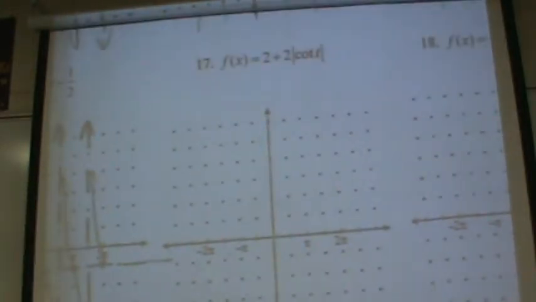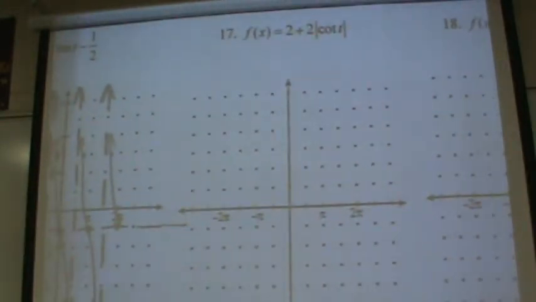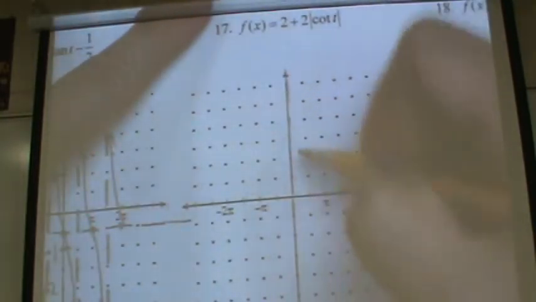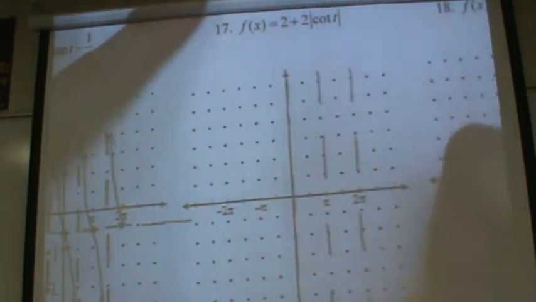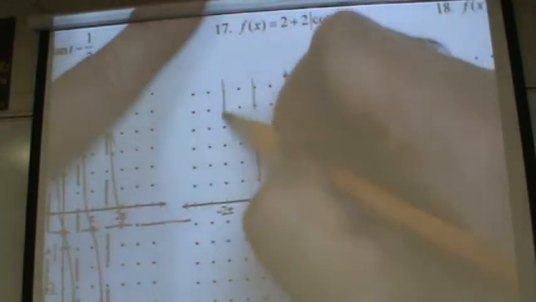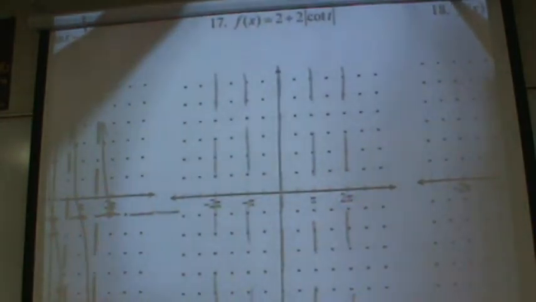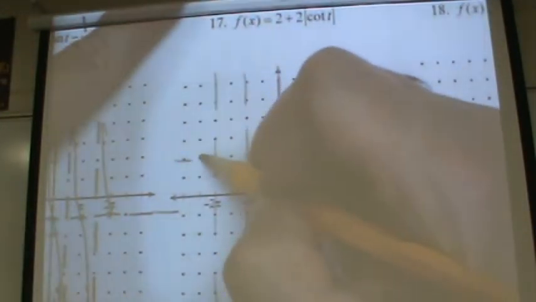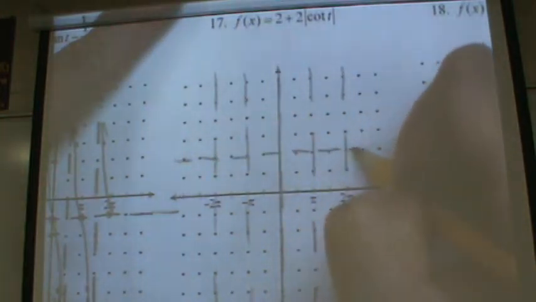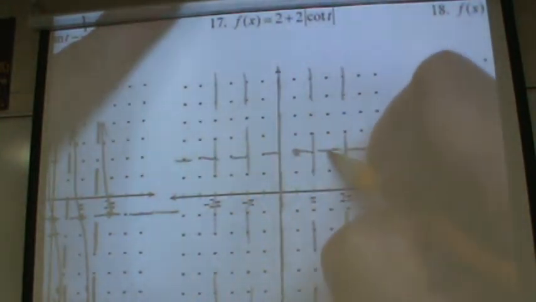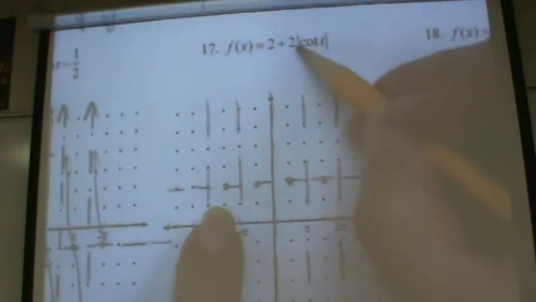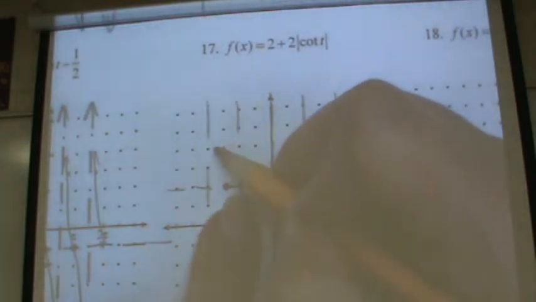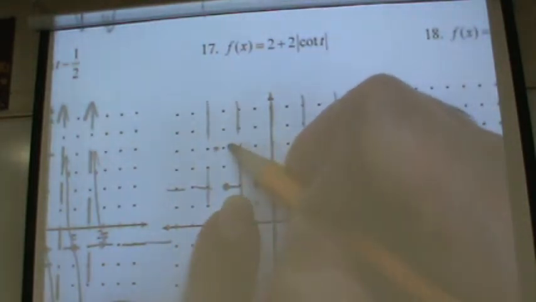Okay, number 17, 2 more, we're done. What are you going to do here? What are your asymptotes? 0, pi, 2 pi, -pi, -2 pi. Now, it's 2 up. This is not amplitude, I keep saying amplitude, it's steepness of 2, so you're going to go 2 up here and 2 up here.